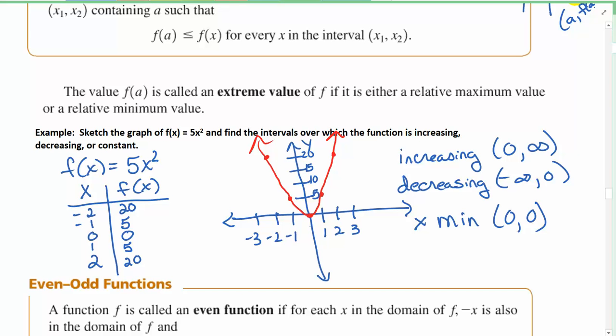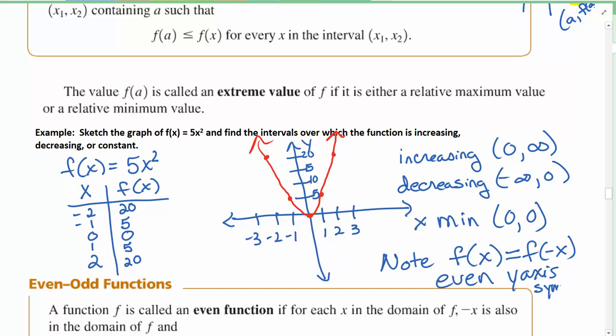Now, this function that we're looking at is what we call an even function, because when you put 1 or -1 in, 2 or -2 in, you may have noticed that you get the same y value. So let's just note that f of x is exactly equal to f of -x. And when that is true, we say it's an even function, and it means it has y-axis symmetry. We have a mirror image across the y-axis.